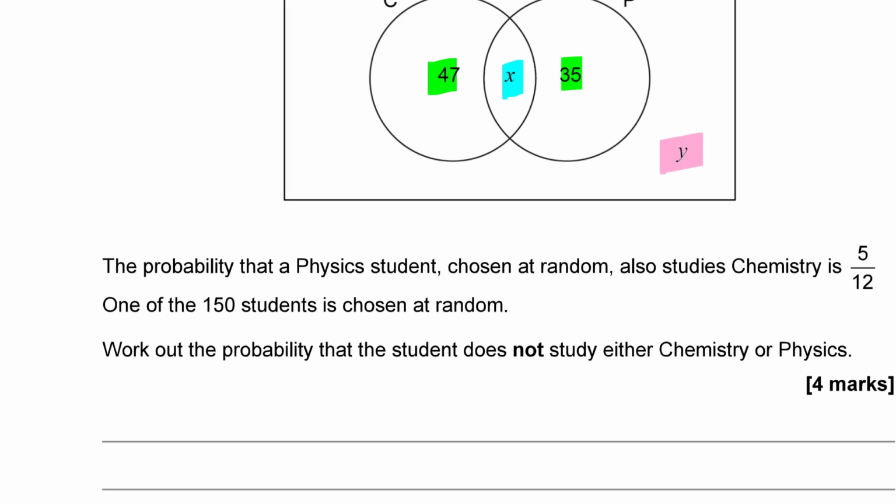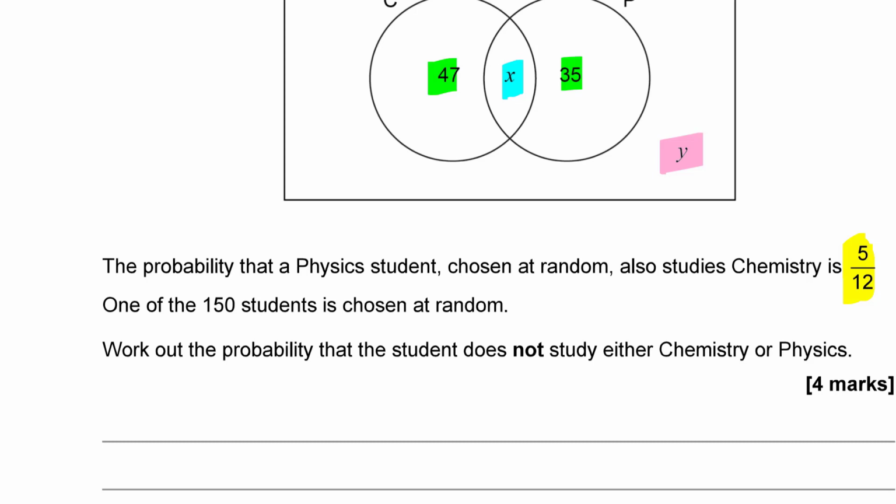So the probability that a physics student chosen at random also studies chemistry is 5/12. One of the 150 students is chosen at random. Work out the probability that the student does not study either chemistry or physics. Okay, so my thinking is that this 5/12 here we're going to use to find x, and once we know x we can work out y. Okay, that's the plan anyway.